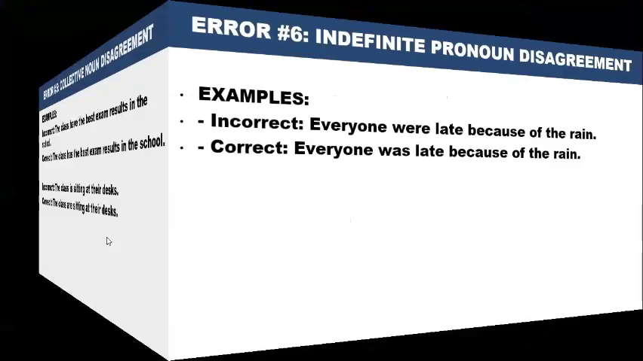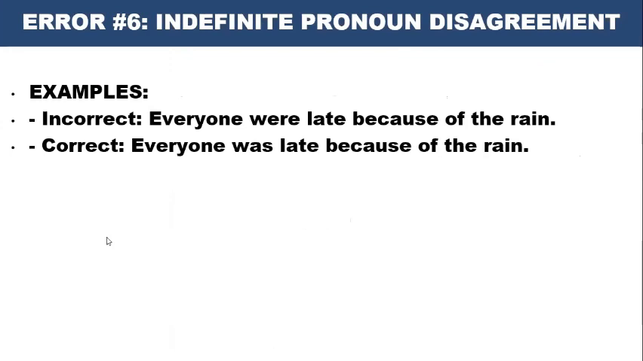Now let's move on to error number 6, and that is indefinite pronoun disagreement. It is incorrect to say everyone were late because of the rain. Well, you see, because when the subject of a sentence is an indefinite pronoun, we always use a singular verb. So an error occurs whenever you use an indefinite pronoun with a plural verb.